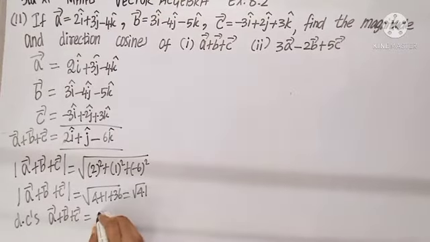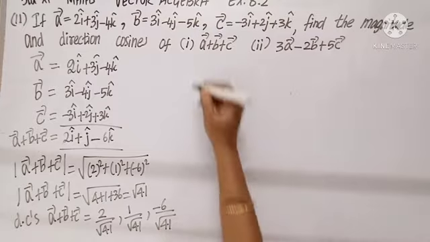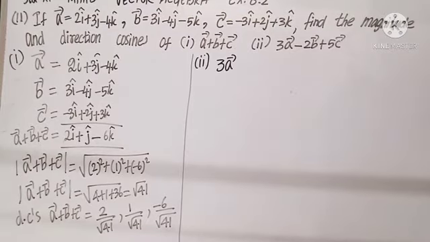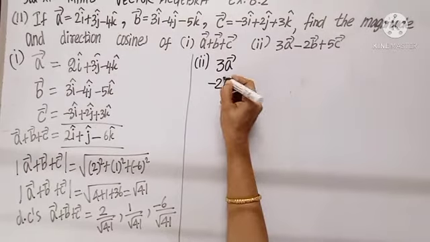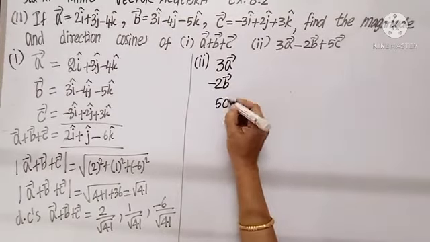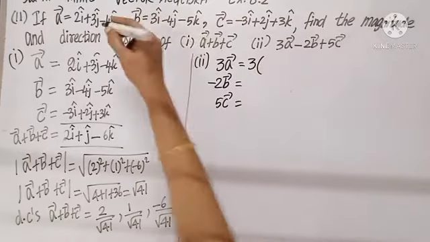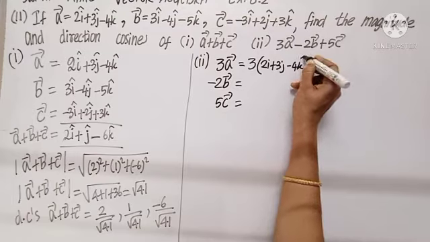So I get 2 by root 41, 1 by root 41, minus 6 by root 41, and we have solved the problem. The second part of it, I need to find 3a vector minus 2b vector plus 5c vector. As I see, it is 3 into, what is A vector? 2i plus 3j minus 4k.